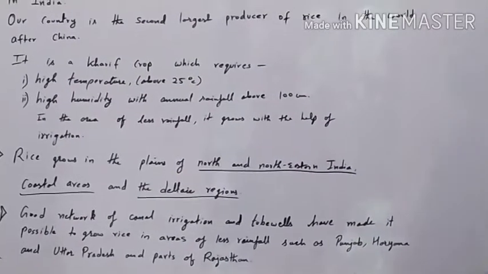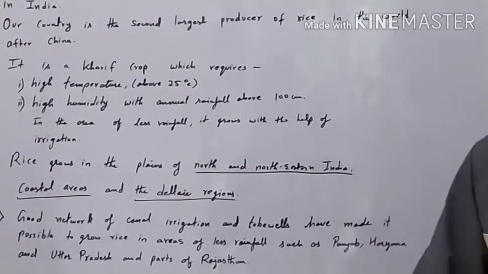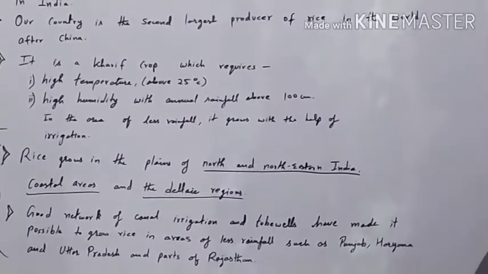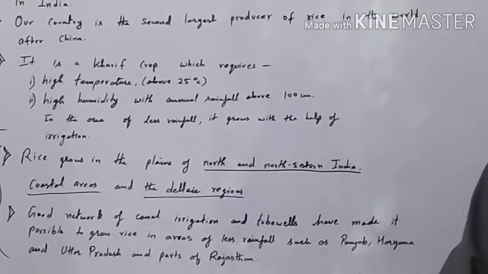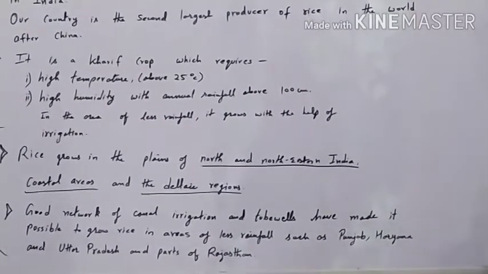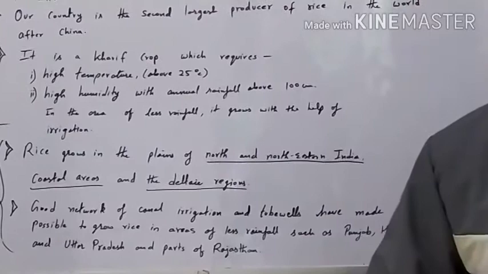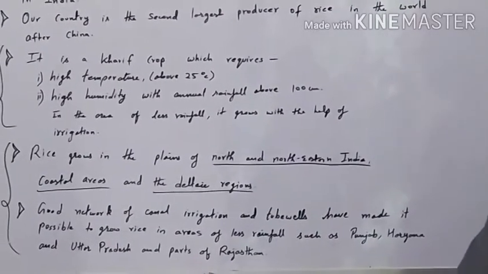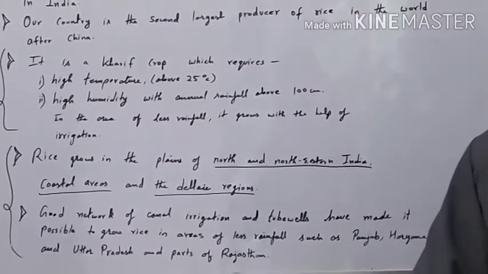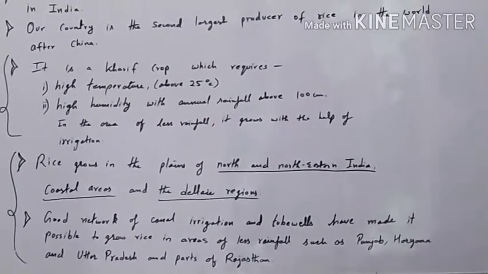These are the places where they receive very less rainfall, and in these places to grow the crops they require canal irrigation. We have got a good network of canal irrigation system in India, and tube wells are also in the supporting hand of irrigation. So these are the important sources of water where there is less rainfall. Okay. So I hope you understood this.